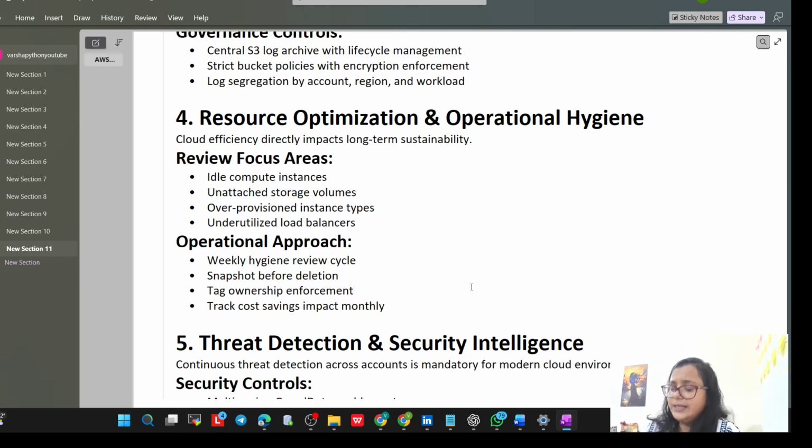Let's take a real time example. So Trusted Advisor showed multiple unattached EBS volumes. For example, after validation we found they were from deleted test environments. So we snapshotted plus deleted them and reduced monthly cost by $15, we can say. So this is also a good thing.